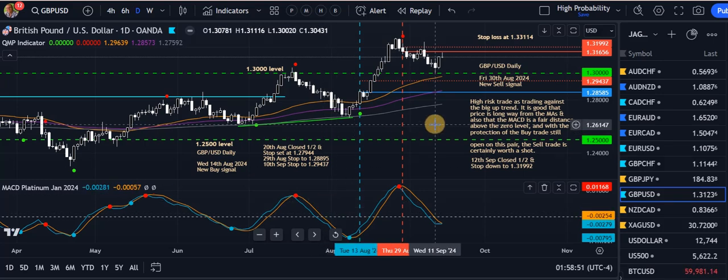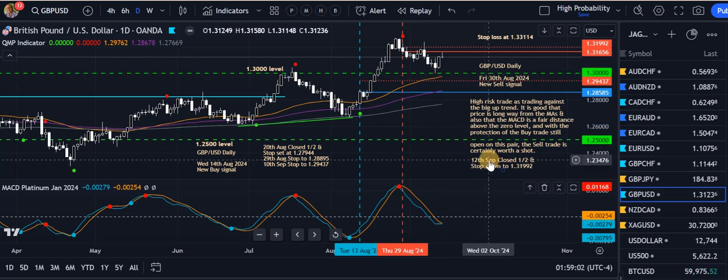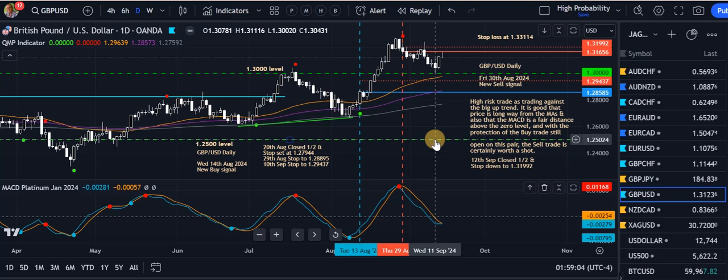The old chicken or the egg, as I say all the time. Right, let's have a look. We're in a buy, can't lose on that. We took a sell on the 30th of August, and you can see my trade management. So 12th of September closed half. So I'm thinking that might be in here somewhere, 11th, 12th.